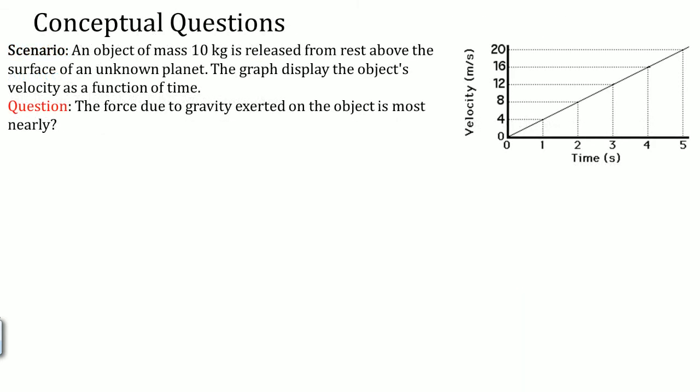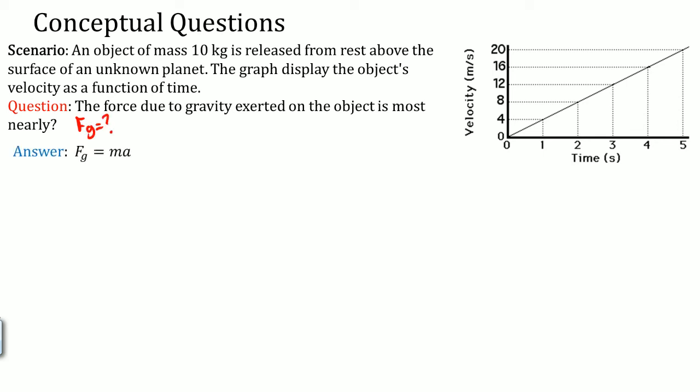Next, here are some conceptual questions. Here, an object of mass 10 kilograms is released from rest above the surface of an unknown planet. The graph displays the object's velocity as a function of time. The force due to gravity exerted on this object is most nearly what? Again, this question is asking you for Fg.